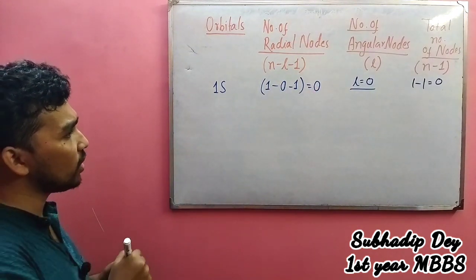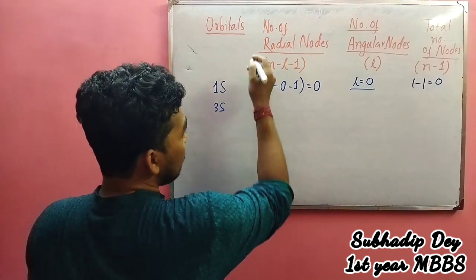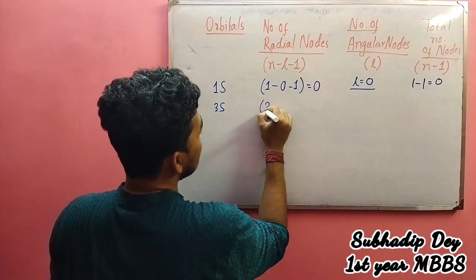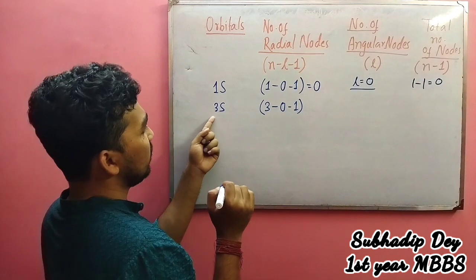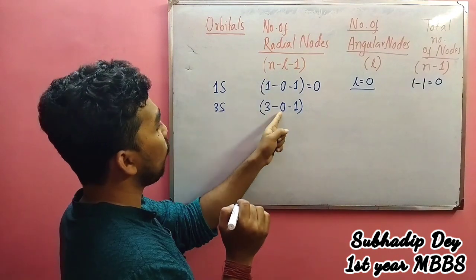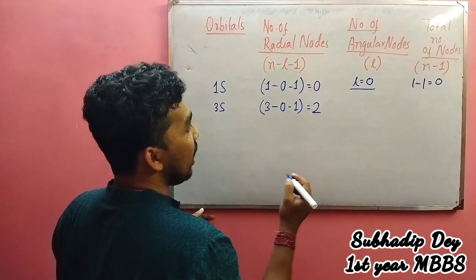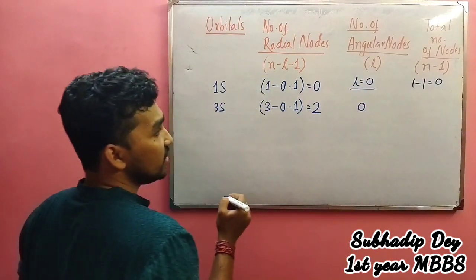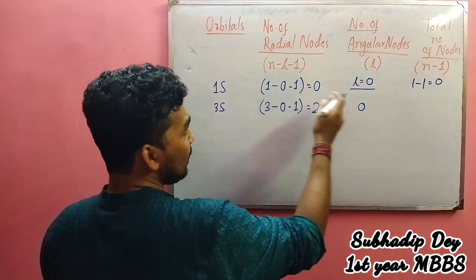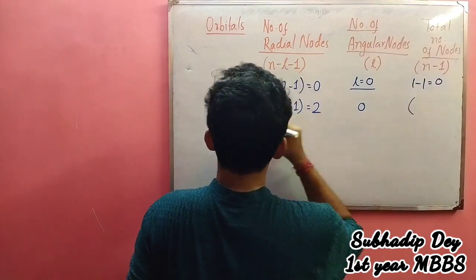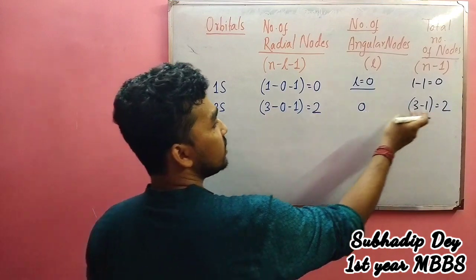अब मान लो तुम्हें पूछा गया for 3s. Okay, in 3s you see the number of radial nodes will be 3 minus 0 minus 1. Right? n is 3, l is 0 for s subshell, and 1 is here. So it comes to be 2. And angular nodes will be 0, because for s subshell, the value of l is 0. So total number of nodes comes to be 3 minus 1. It is again 2. You see, 2 plus 0 is 2.